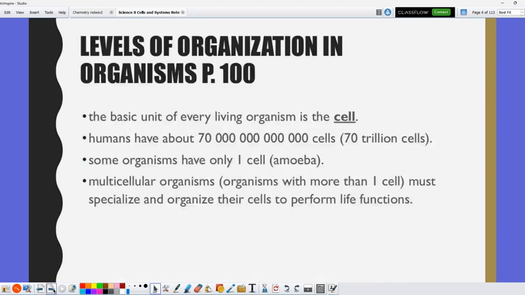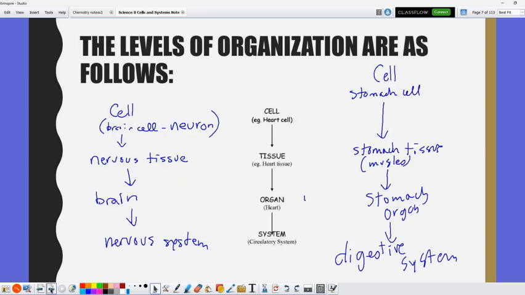And we looked at the levels of organizing. The basic unit of life is called a cell. We have about 70 trillion cells in the human body. Some organisms are unicellular, like amoeba, they're made of only one cell. And multicellular organisms, organisms that have more than one cell, must specialize and organize their cells to perform life functions.